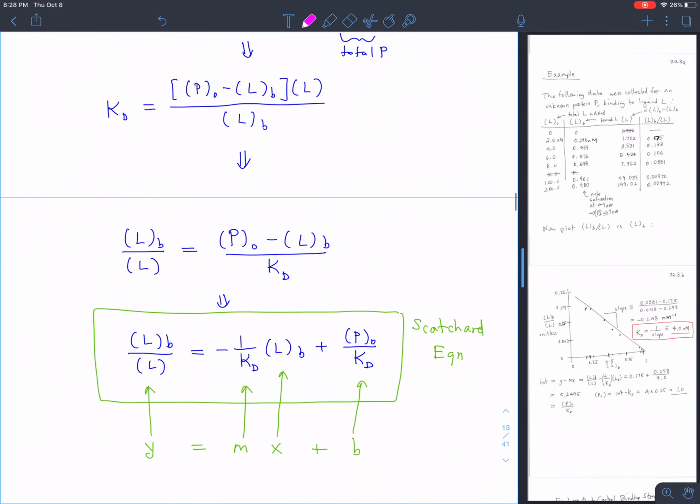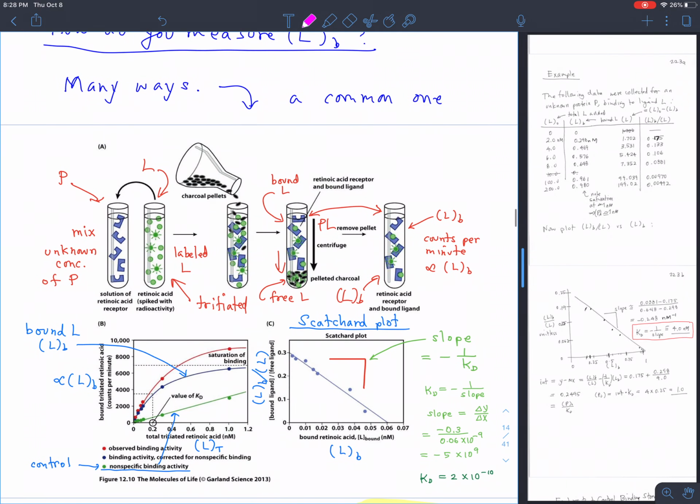Let me just preface that by looking down here. Here's one way. You have some unknown protein that binds to some ligand. You have a known concentration of the ligand. You mix it with the unknown protein. And then you put in some activated charcoal, which absorbs and removes from solution all of the unbound ligand. And then you pellet all that charcoal out. So now you've separated all the free ligand from the bound ligand.